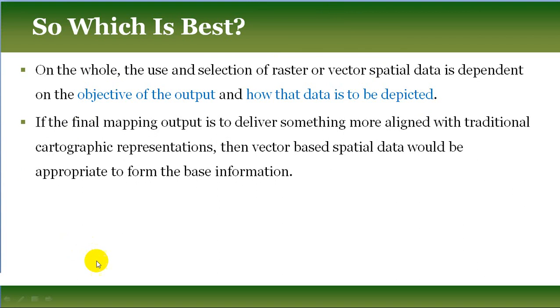If the final mapping output is to deliver something more aligned with traditional cartographic representation, then vector-based data will be much more appropriate compared to raster. So if you want to provide a cartographic representation where aesthetic sense should be applied, and you will present your geographical data, then vector is the more suitable one to use.